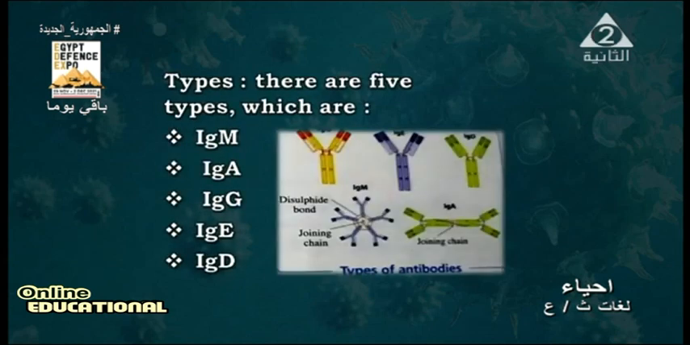What are the types? There are 5 types, which are IgM, IgA, IgG, IgE, IgD. These types can attack the microbe, with disulfide bonds joining the chains, and these are the types of antibodies.